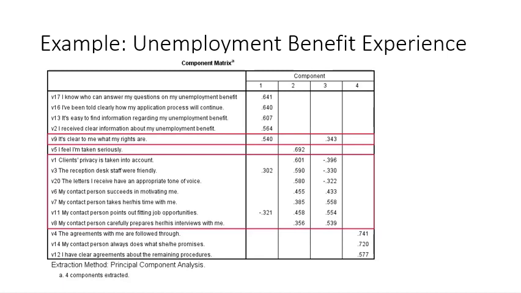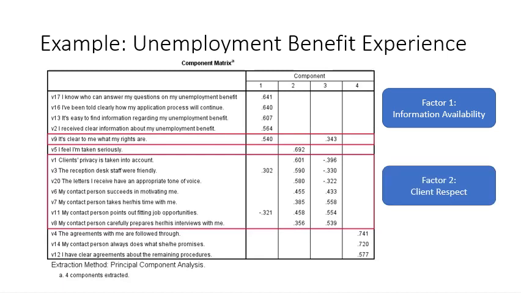You can see this last factor is the agreements with me are followed through. My contact person does what she or he promises, and I have clear agreements about the remaining procedures. So you can see these last items might measure a construct of how dependable the scores are. So factor 1, maybe information availability. Factor 2, maybe client respect. And factor 3, follow through. And so the researcher would decide what to do with these items and would probably trim some of these items out to get more clear indicators of the constructs.